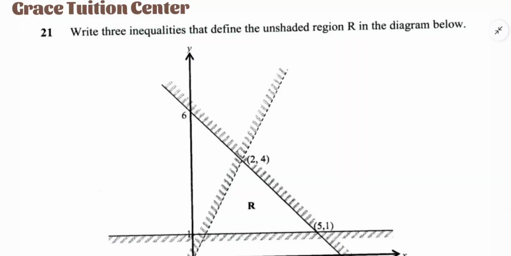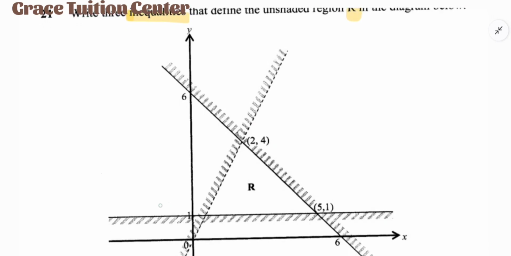Hi there. In this video, I'm going to talk about how to find the inequalities that describe an unshaded region R. These types of questions are found in Paper 1 of the GCE or internal exam. How we go about these questions is as follows. The first thing we're supposed to do is identify the lines that act as a boundary to the region that we are given, the unshaded region.